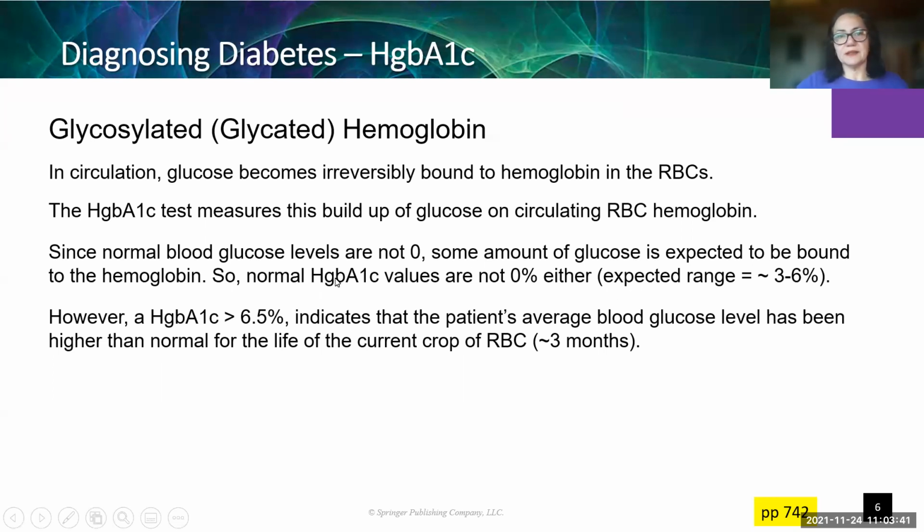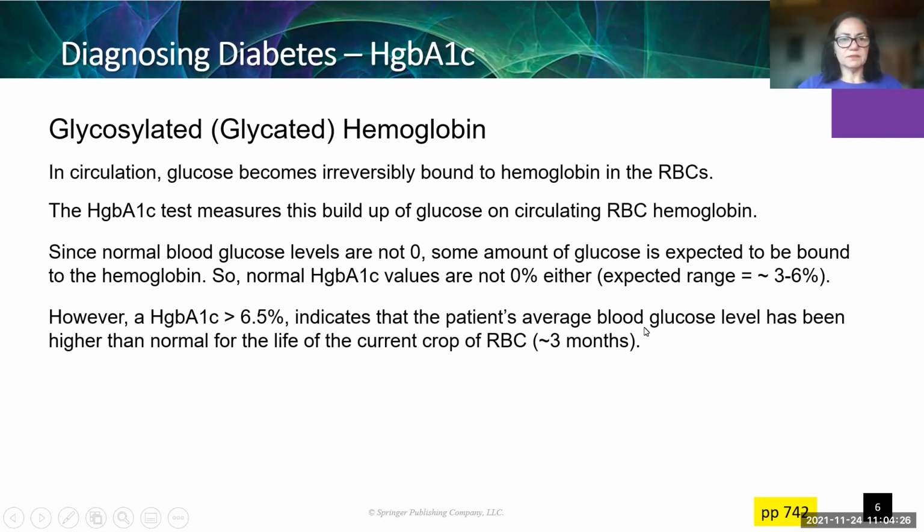All right, so you don't expect the hemoglobin A1C values to be 0 because normal blood glucose values aren't 0. So you expect that there's going to be some glucose bound to some of the hemoglobin. I very roughly said 3 to 6%. That's actually not accurate. 3.5 to 6.5% is pretty typical. We like it to be lower than this, 3.5 to 5.5. We would consider that normal. Above that, we're starting to have problems. If it gets to 6.5%, that's when somebody gets diagnosed with diabetes.